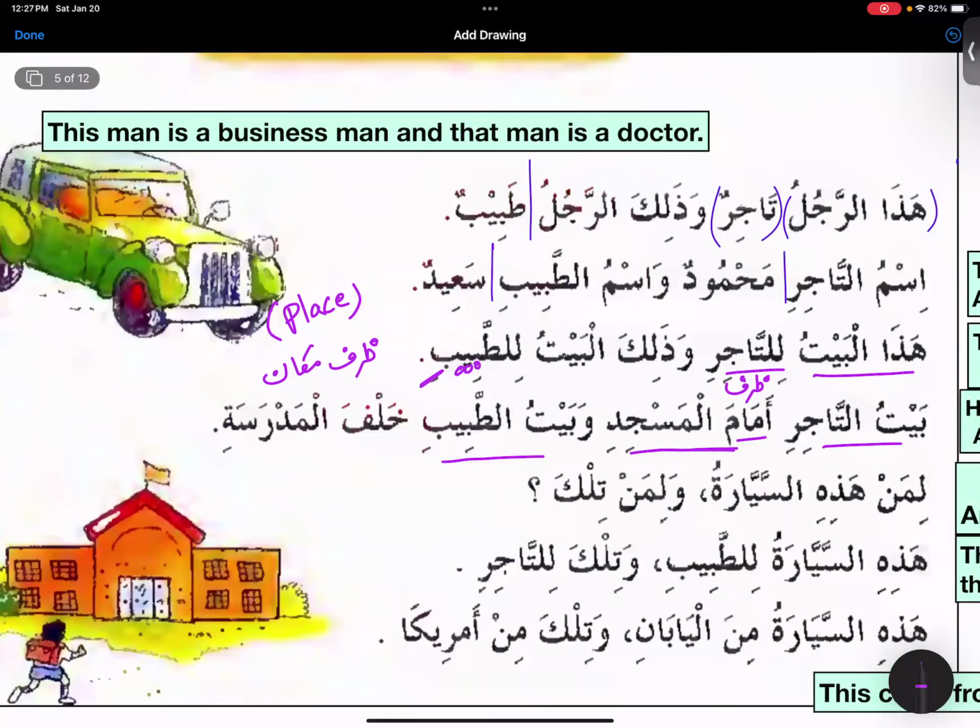Liman hazihi sayyaratu wa liman tilka. Whose car is this, and for whom is that? Okay, perfect. Yes. Next one.